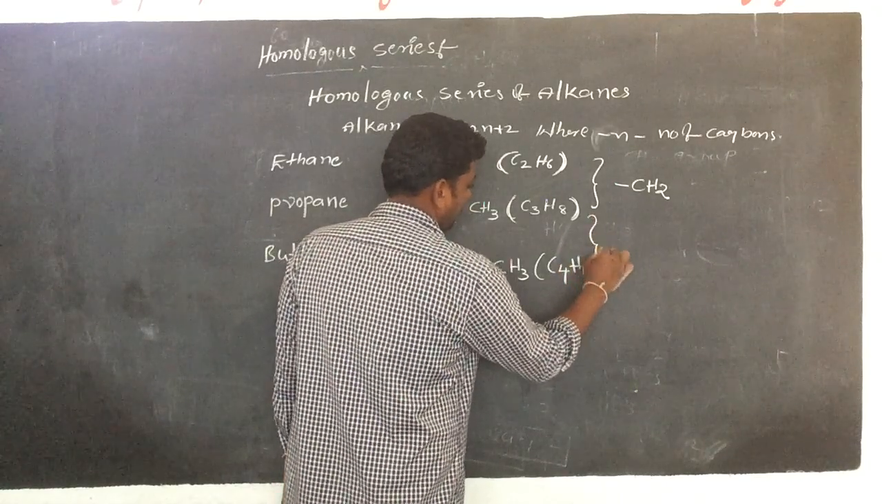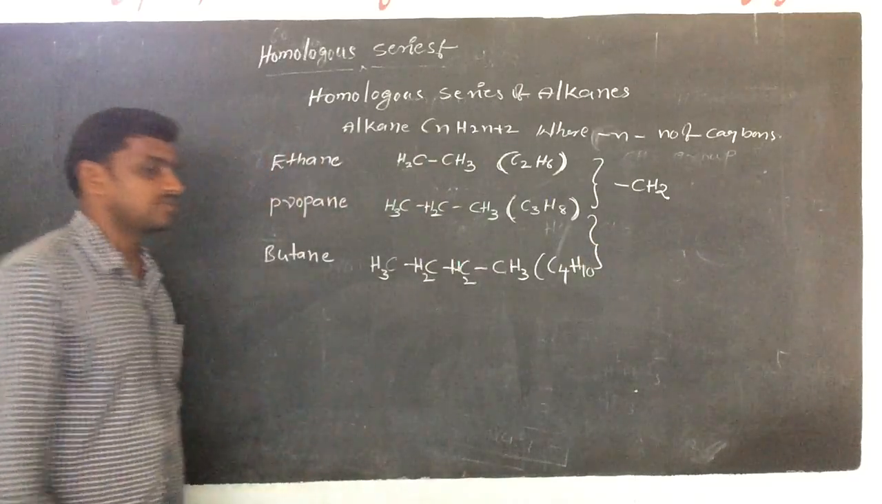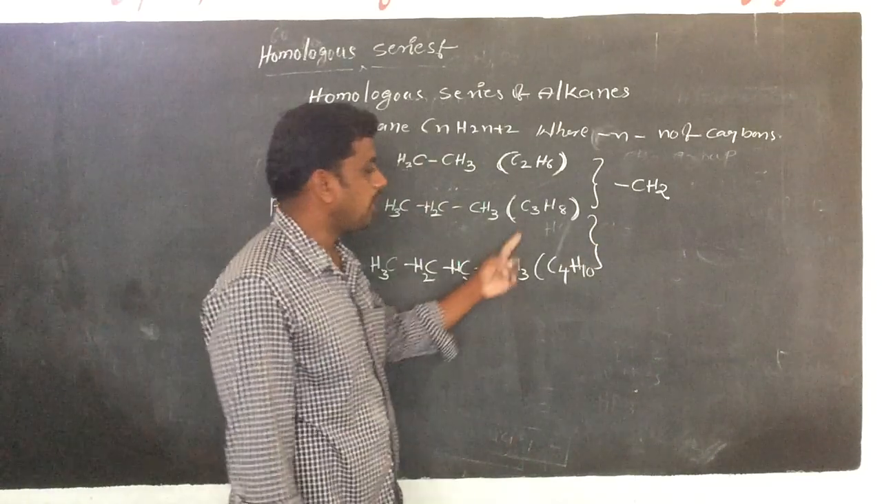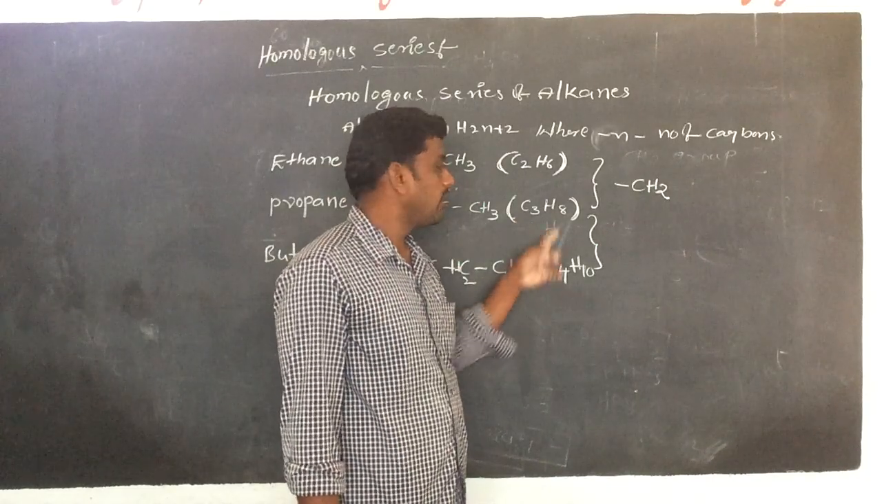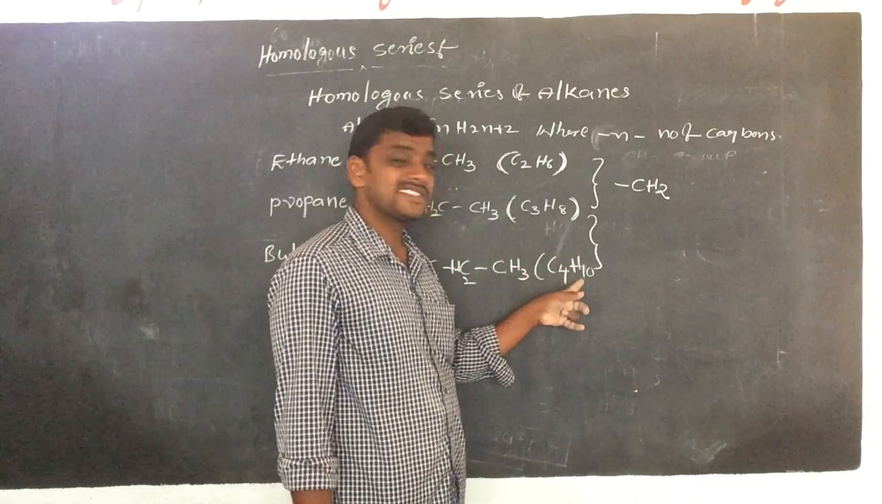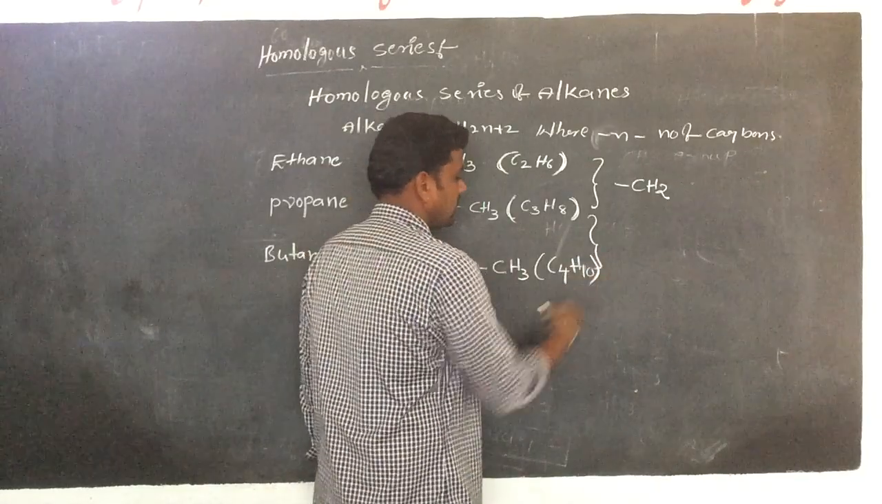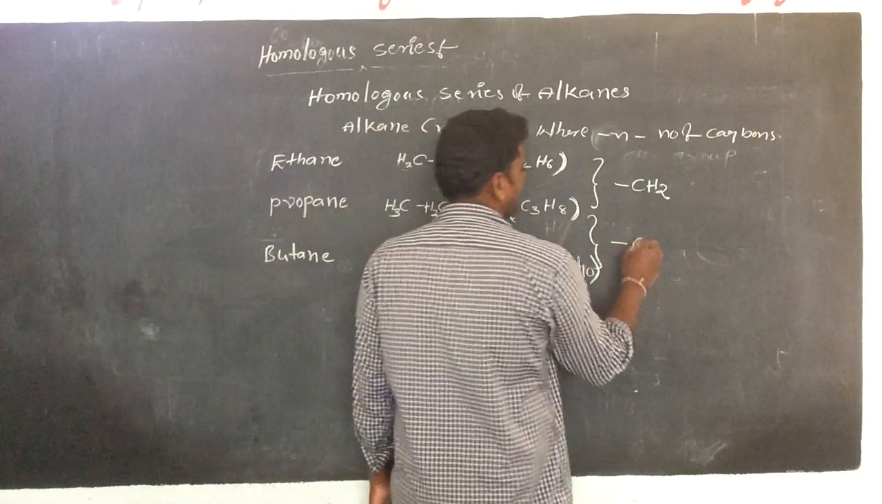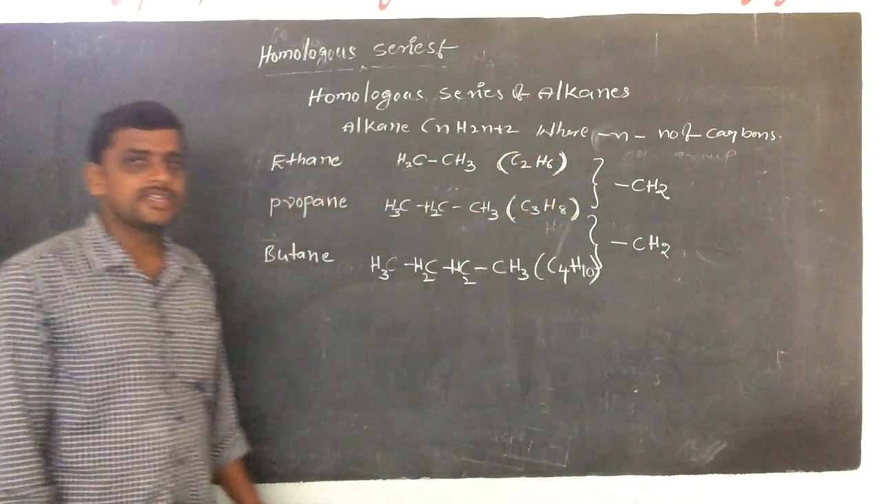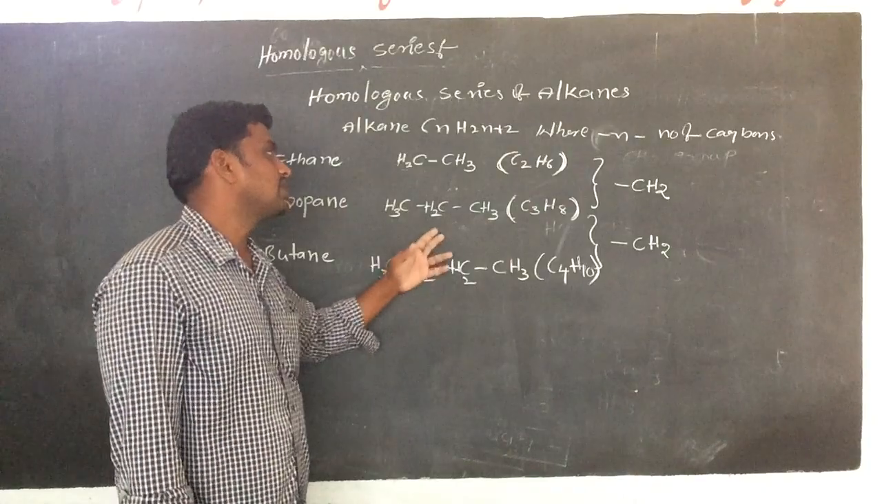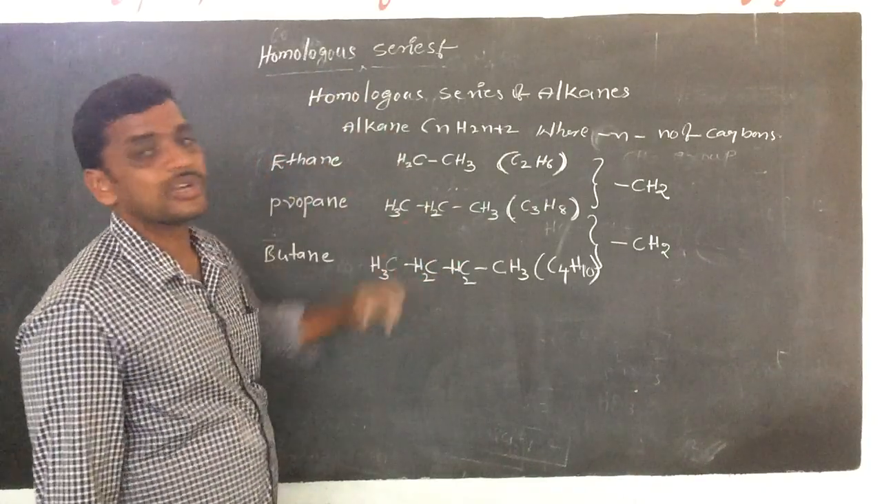Now propane and butane are successive compounds. What is the difference between the two compounds? How many carbons are here? 3. How many carbons are here? 4. So the difference is 1. How many hydrogens are there? 8. Here it is 10. So what is the difference? 2. So these two also differ by a CH2 functional group. So this is also an example of a homologous series.